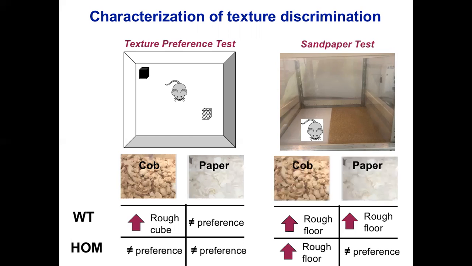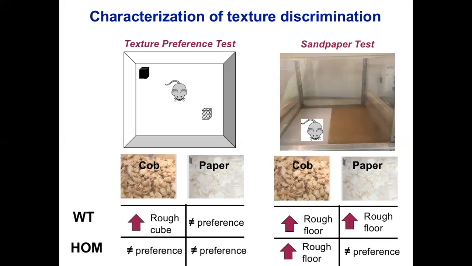For the sandpaper test, we found that both wild-type and homozygote E183V mice spent more time exploring the rough side of the floor, and that this is also similar for wild-type mice raised on paper bedding. However, this interest in the rough side of the floor was absent for homozygote E183V mice raised on paper bedding, which suggests that these mice also have an impairment in texture discrimination.